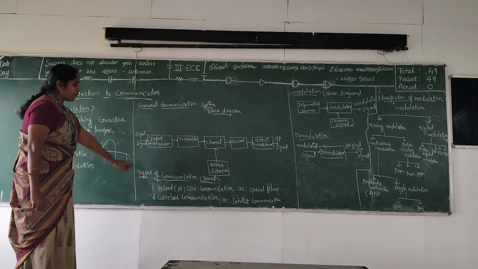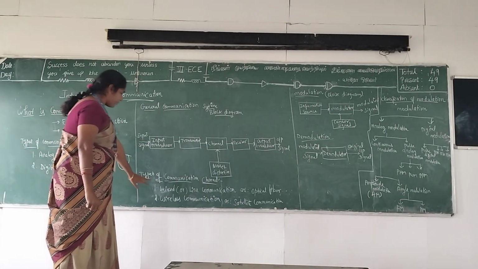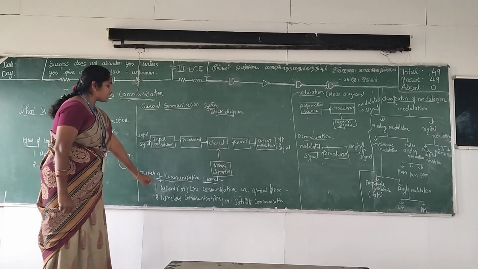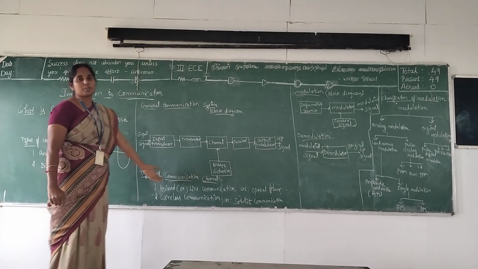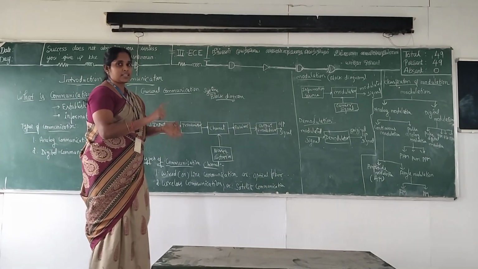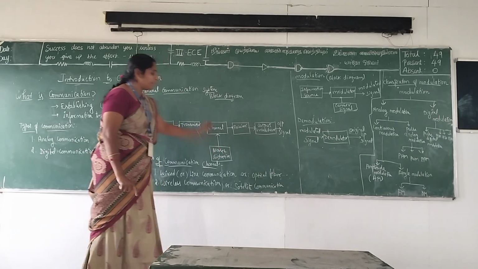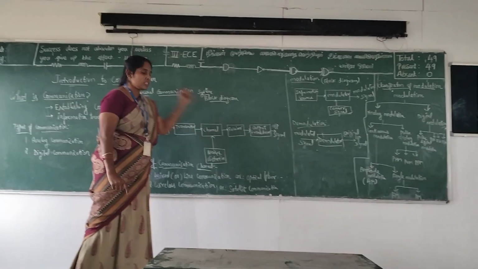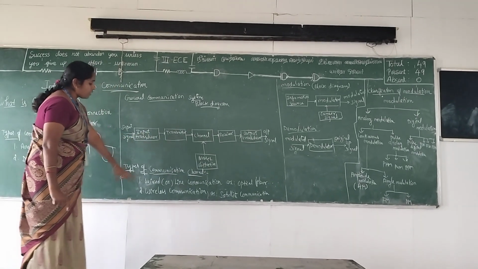Then the types of communication channel. The first one is wired or line communication. Another one is wireless communication. Wired means we are using physical mediums, that is, wire, fiber optic cable, coaxial cable. We use one medium to transfer information from one place to another place. That is a wired channel.